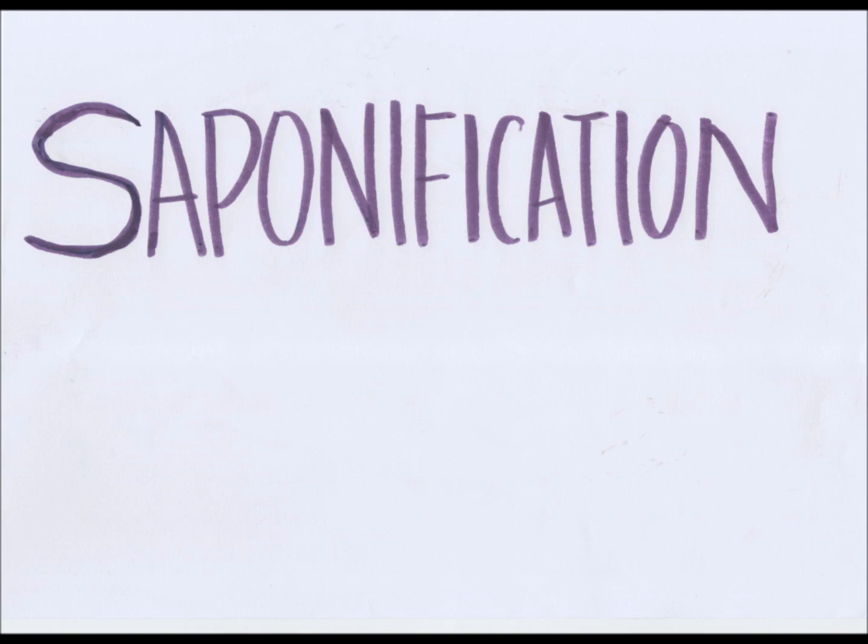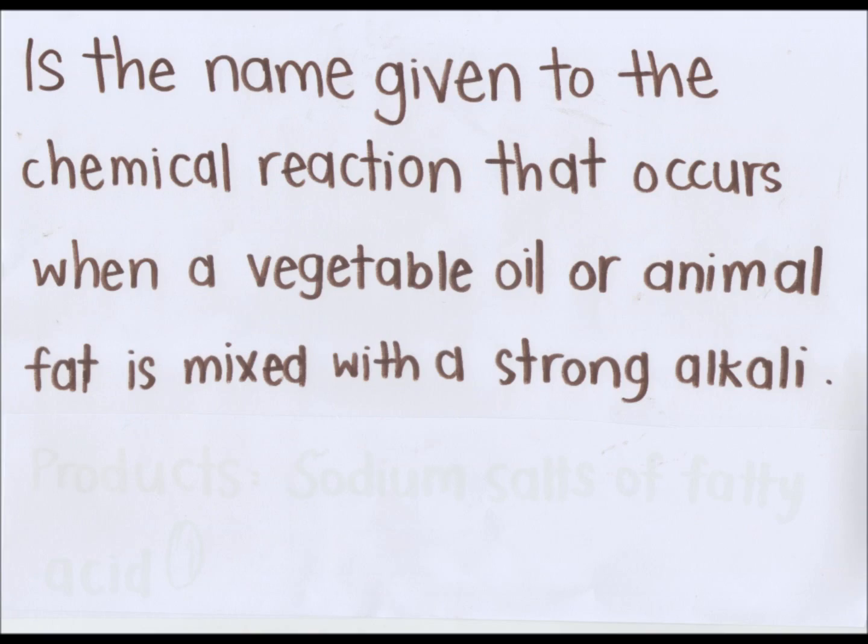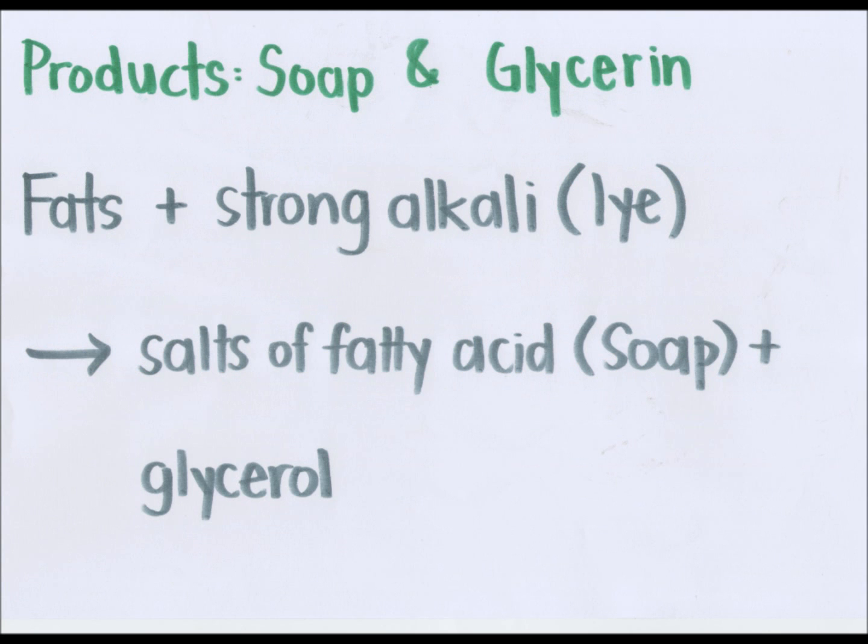So, how does soap work? But in order to understand how soap works, we first have to understand how soap is made. The term saponification is the name given to the chemical reaction that occurs when vegetable oil or animal fat is mixed with a strong alkali. The products of the reaction are soap and glycerin.